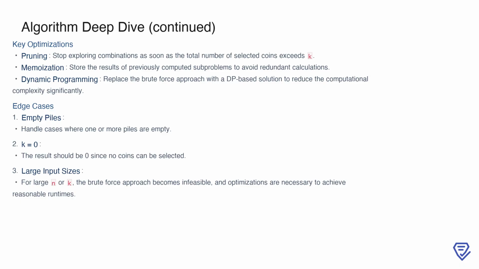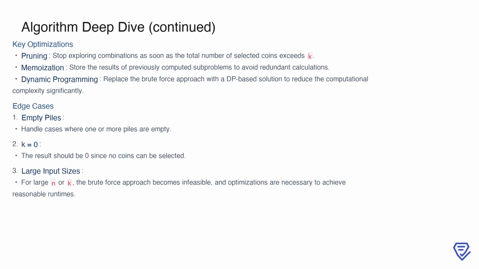To address the inefficiencies of the brute force method, we can apply several key optimizations. First, pruning allows us to stop exploring a branch as soon as the total number of selected coins exceeds k, eliminating unnecessary computations. Second, memoization can be used to store the results of previously computed subproblems, avoiding redundant calculations when encountering similar states during recursion. Finally, the brute force approach can be replaced altogether with a dynamic programming solution, which significantly reduces computational complexity by solving the problem iteratively and reusing intermediate results.